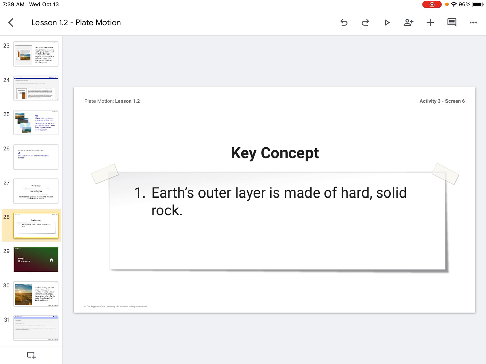So we've got our first key concept, and I'm going to have that key concept graphic organizer for you guys, and you can put it in your good notes. The key concept number 1 is Earth's outer layer is made of hard, solid rock. Go ahead and pause the video and get that written onto your good notes. That graphic organizer is in today's folder also. Copy that into your folder. That is the plate motion folder in your science folder.